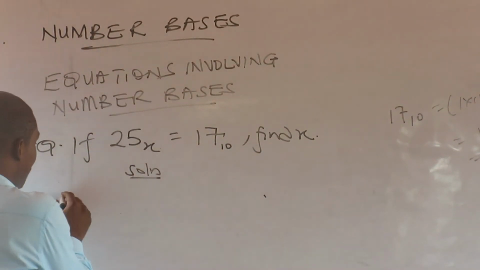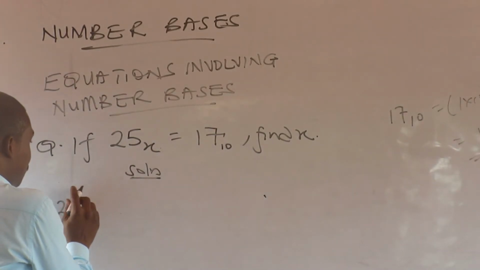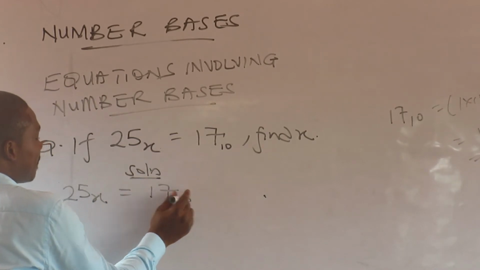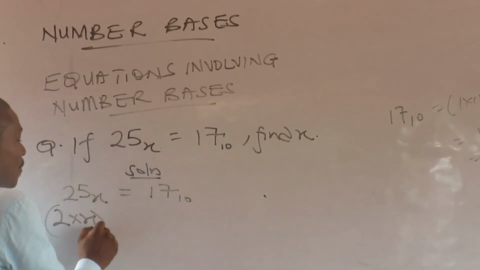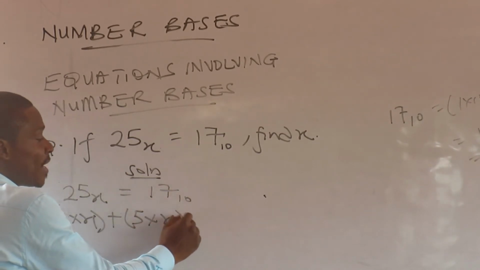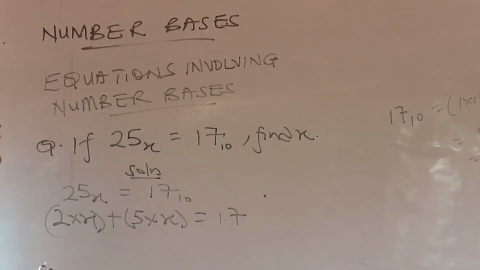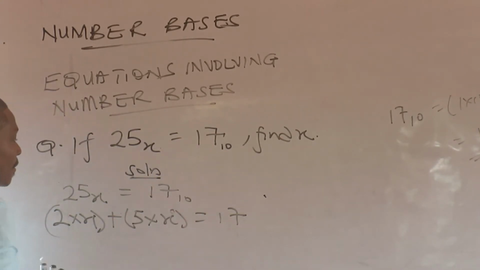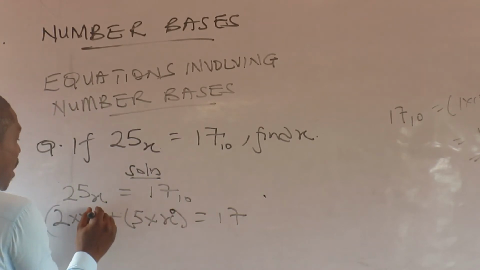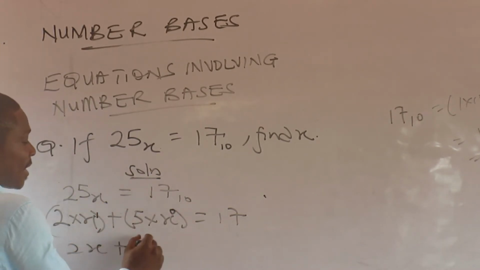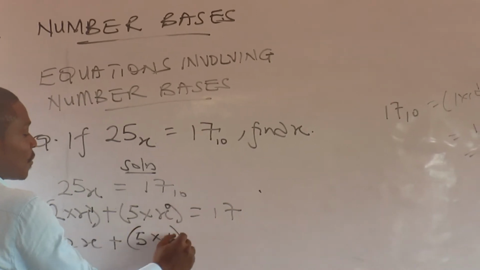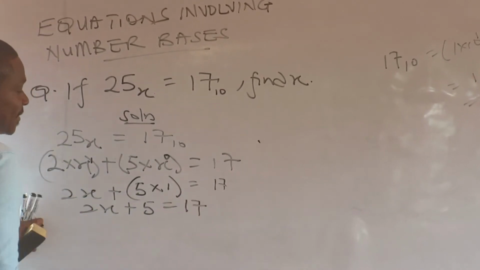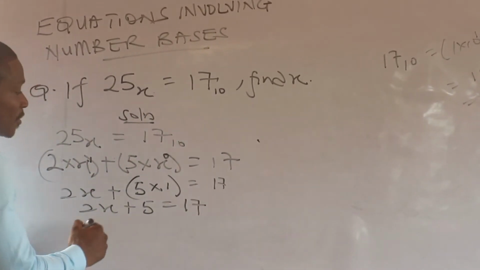So here, 25 base x equals 17 base 10. So 2 times x. What am I doing here? I am changing to base what? 10. Good. Now you carry a power. You carry power 0, power 1. Then it is 2x. Every number raised to the power 0 is what? Is 1. So I have 2x plus 5 equals what? 17. Good. 2x plus 5 equals 17.